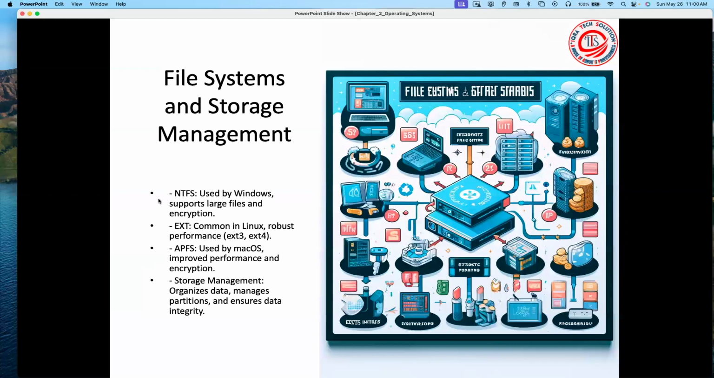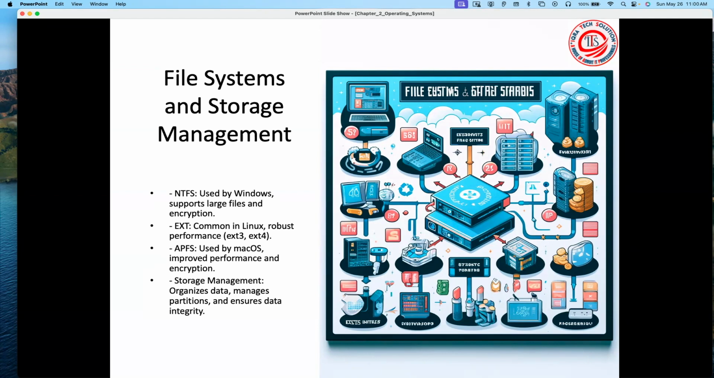Now, we are going to talk about the file system and storage management. File systems are crucial for data organization and retrieval. Different operating systems use various file systems. NTFS stands for New Technology File System, used by Windows. It supports large file encryption and security features. Then we have EXT, which stands for Extended File System. It is commonly used in Linux.